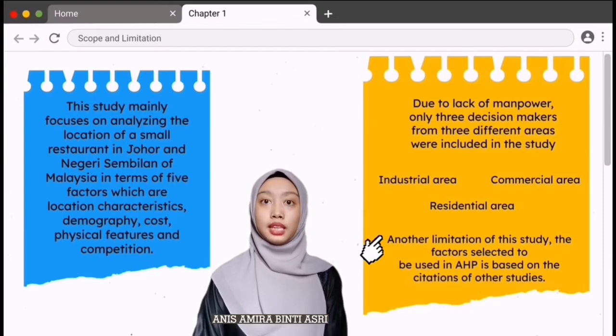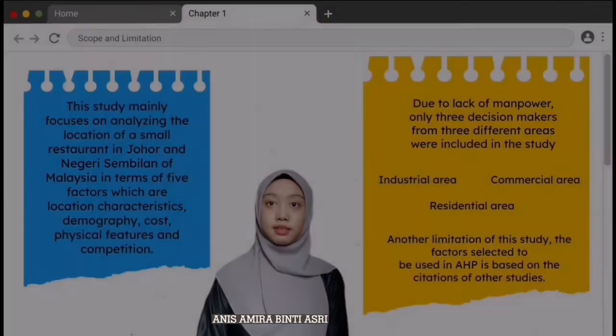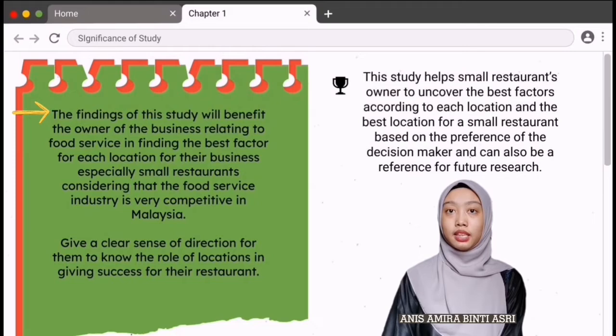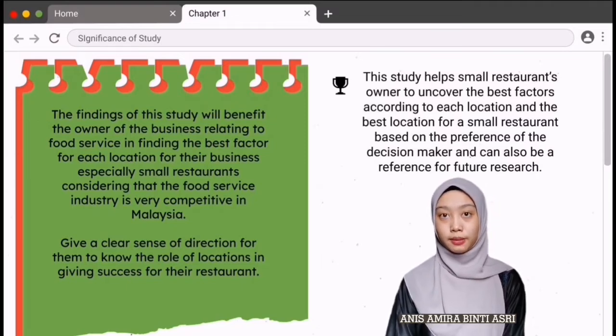Another limitation of this study is that the factors selected to be used in AHP are based on the citations of other studies. For the significance of the study, the findings will benefit owners of businesses relating to food service in finding the best factor for each location for their business, especially small restaurants, considering that the food service industry is very competitive in Malaysia.